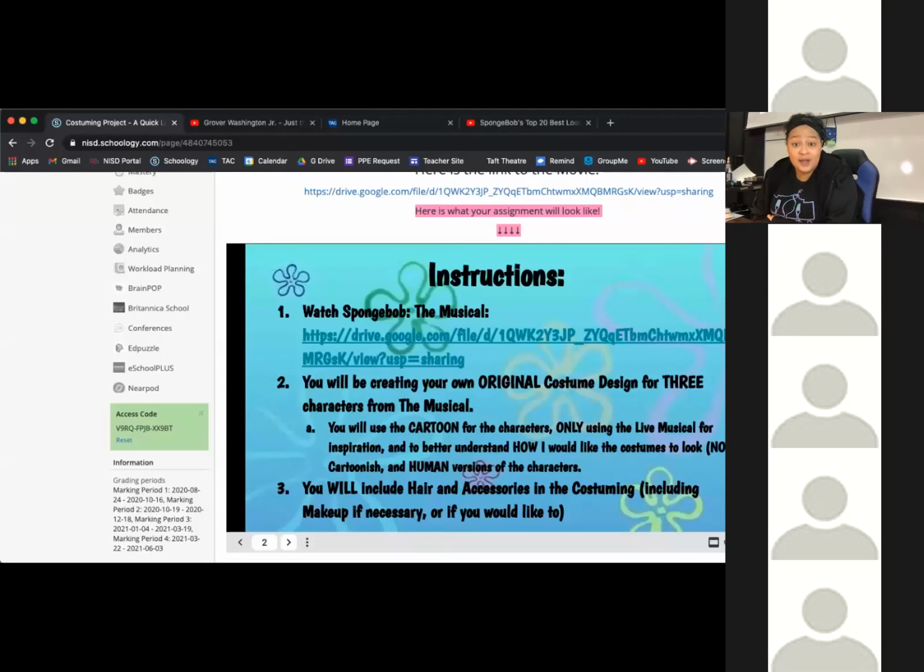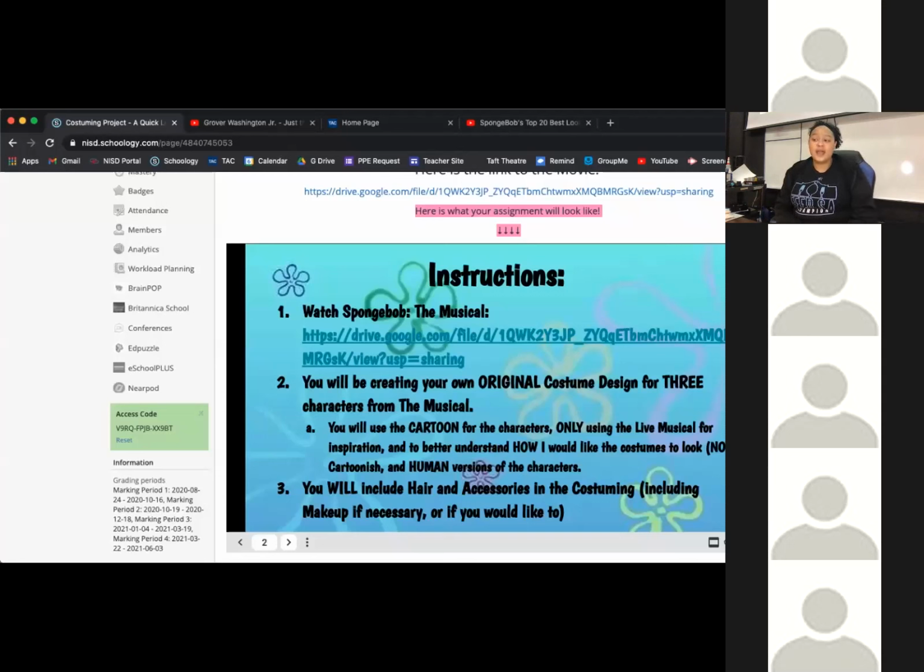So you can go back and watch other episodes of SpongeBob and see what the characters are like in the actual cartoon, what they look like, the colors that they have, the shapes that their costume or their bodies have, and how you can incorporate that into your costume. Only use the live musical for inspiration and to better understand how I would like the costumes to look, not cartoonish and human versions of the characters. So that's what I'm looking for.